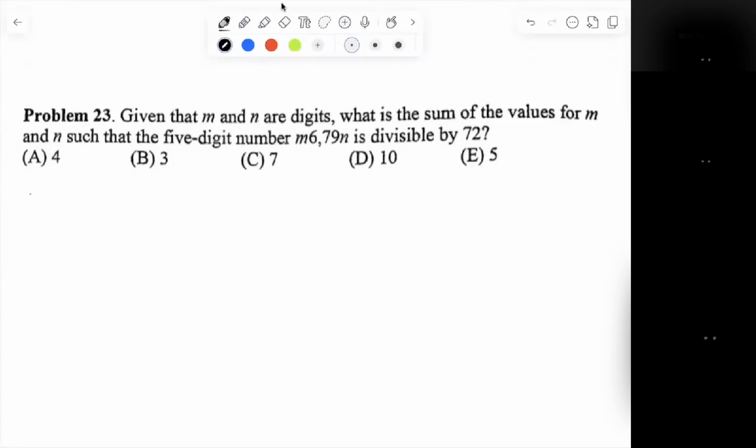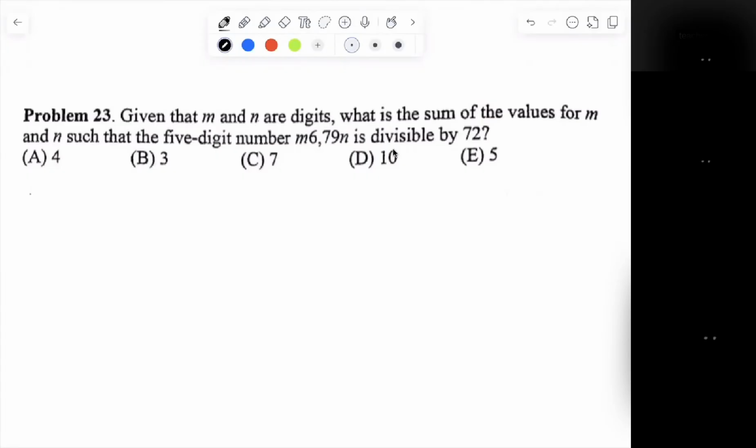All right, guys, let's get started with this question. So basically, given that m and n are digits, what is the sum of the values for m and n such that the 5-digit number m679n is divisible by 72? Note that m679n is divisible by 72. How do we do this?